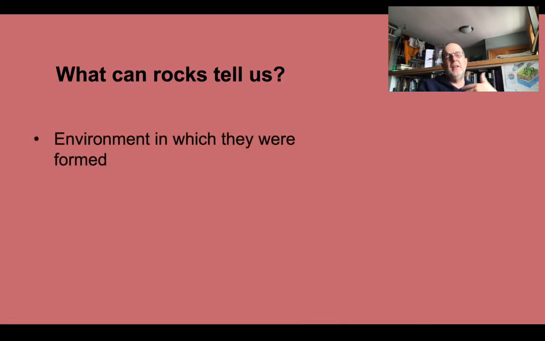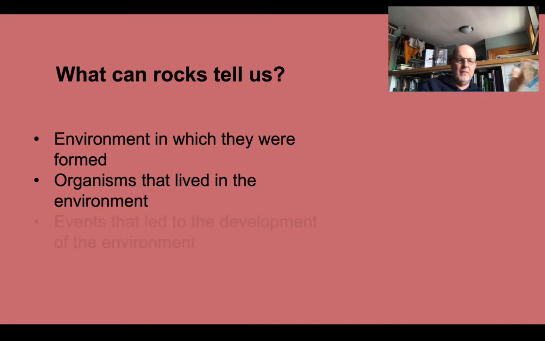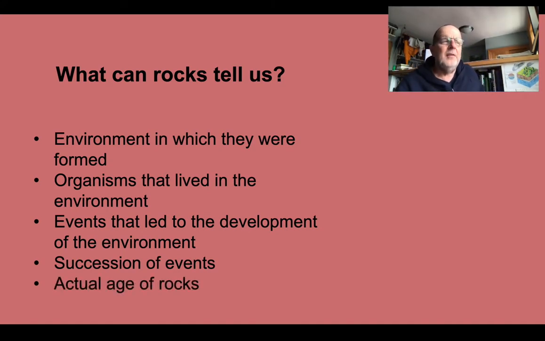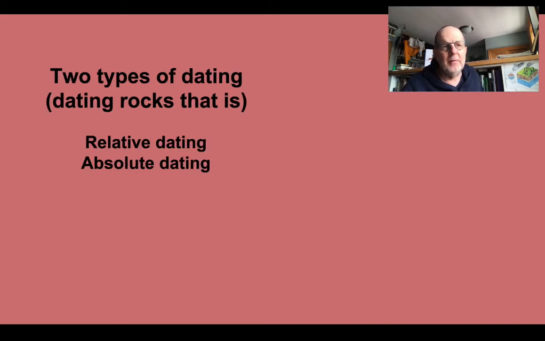What can rocks tell us? The environment in which they were formed, organisms that lived in the environment, events that led to the development of the environment, the succession of events, which came first, second, third, fourth. Then the actual age of rocks. Two types of dating determining the age of a rock would be relative dating, where you can simply say what is older or younger to units of rock compared to formations, or absolute dating, where you use radioactive elements and their instability as a clock, and you can get a number for the age of the rock.